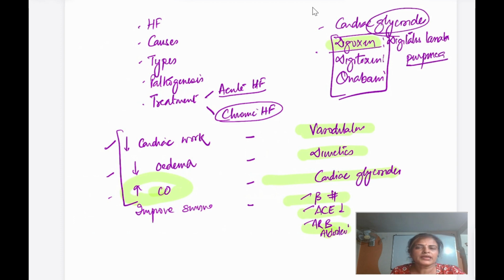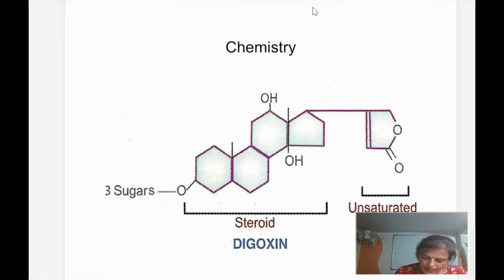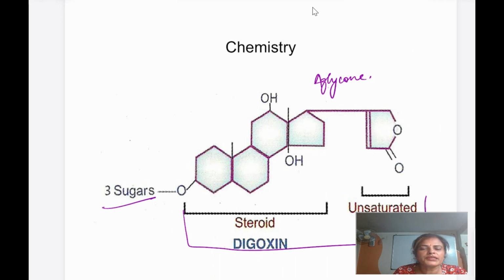Now it is a glycoside, so this is important. What is the structure of this cardiac glycoside? It consists of an aglycone part attached with the sugar moiety, that is the glycone part. And what is the aglycone part? That is a steroid ring along with an unsaturated lactone ring. Another glycoside you can remember is aminoglycosides.